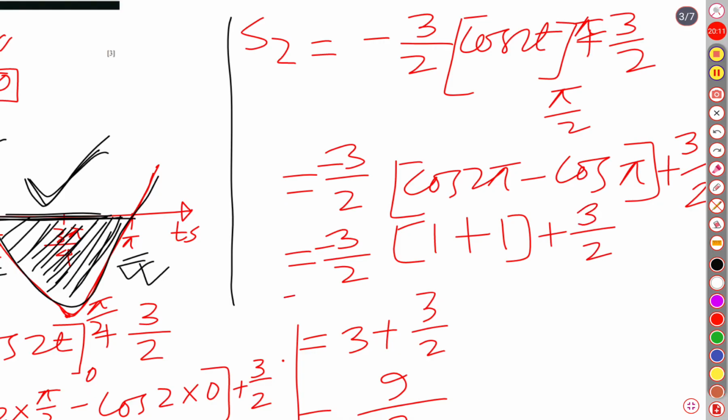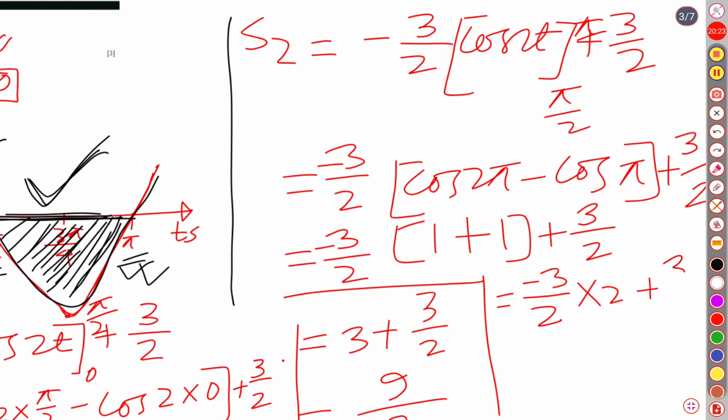Okay, then let me write this just over here. So ultimately, what is it going to be? Equal to negative 3 over 2 into 2 plus 3 over 2, means negative 3 plus 1.5. So what is it going to be? Actually, it is producing a negative value, negative 3 over 2.